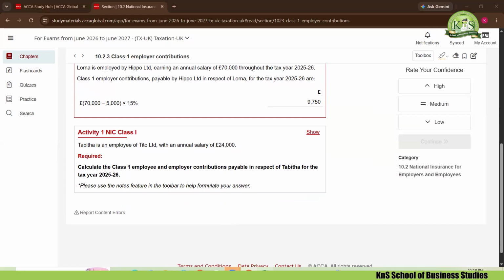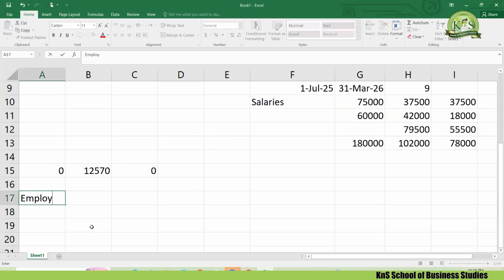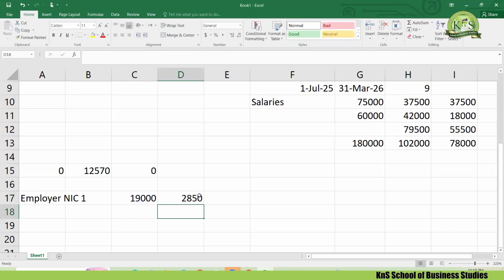So if I just go into Excel and do, see here, employer NIC 1, for example, class 1 NIC. So this will be 24,000 minus 5,000, right? And what percentage is being taken? 15%. I hope this is clear.